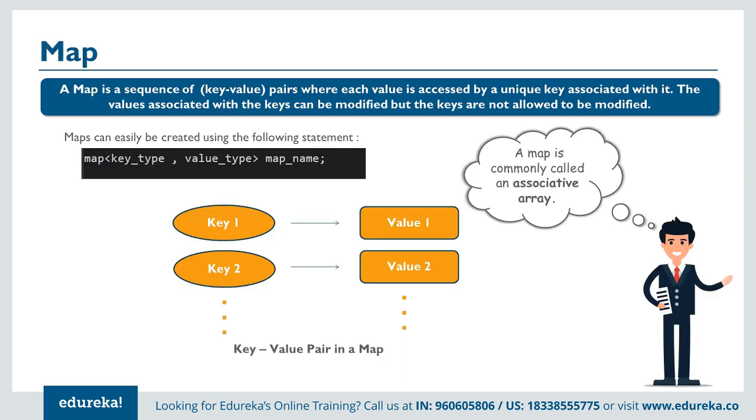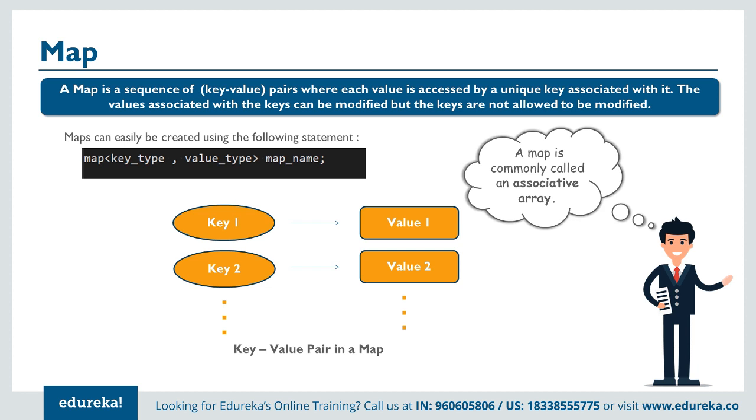So let us now look at map. Now map is a sequence of key value pairs where each value is accessed by the unique key associated with it. The value associated with keys can be modified, but the keys are not allowed to be modified. So let's say if I have a key value pair, a key could be an employee ID. Maybe if you are working in an organization, your employee ID could be a key, and a value could be another object which is storing information related to that particular employee. So it could be your name, your designation, your role, right? So in that map, you have an employee ID as your key and the related information stored as an object, which is a value, right?